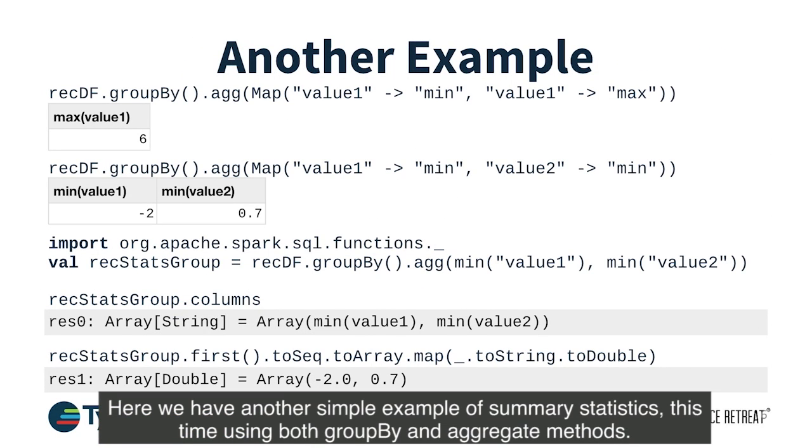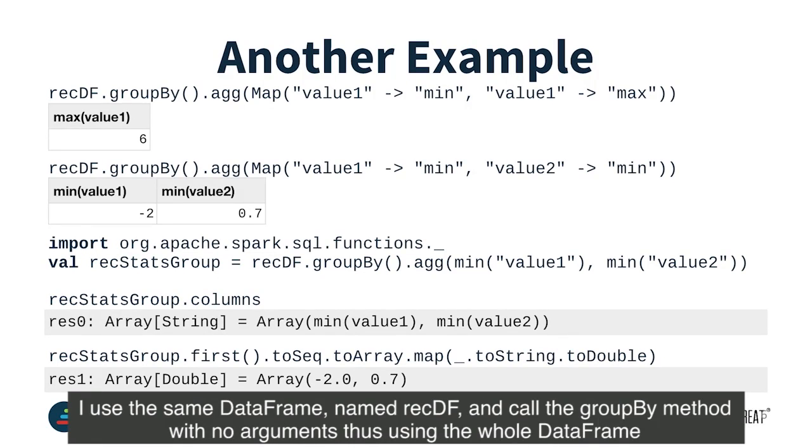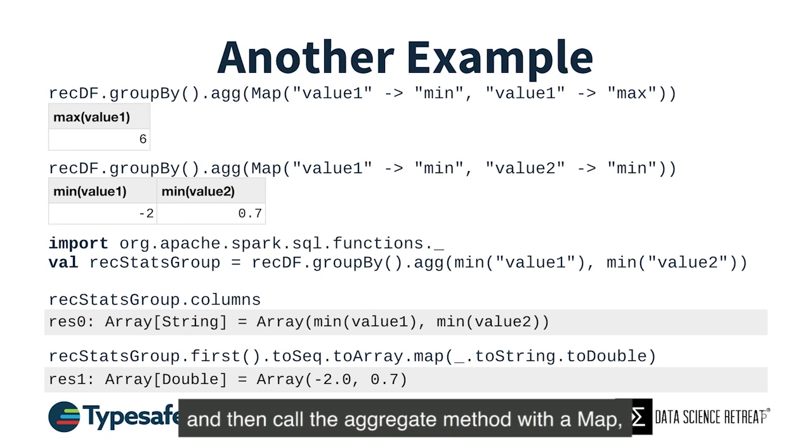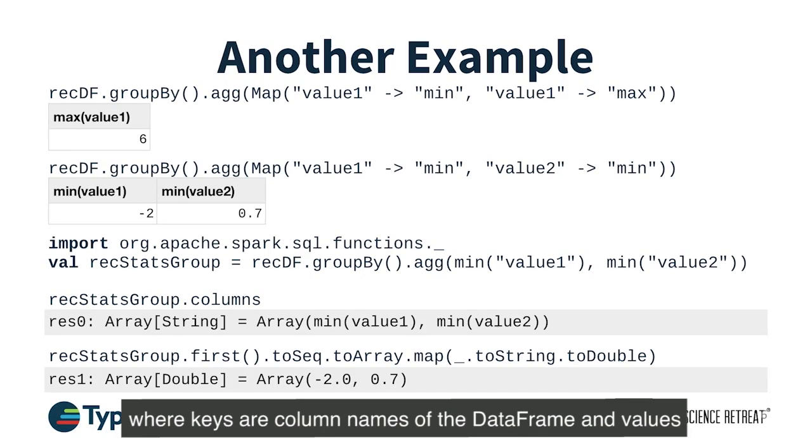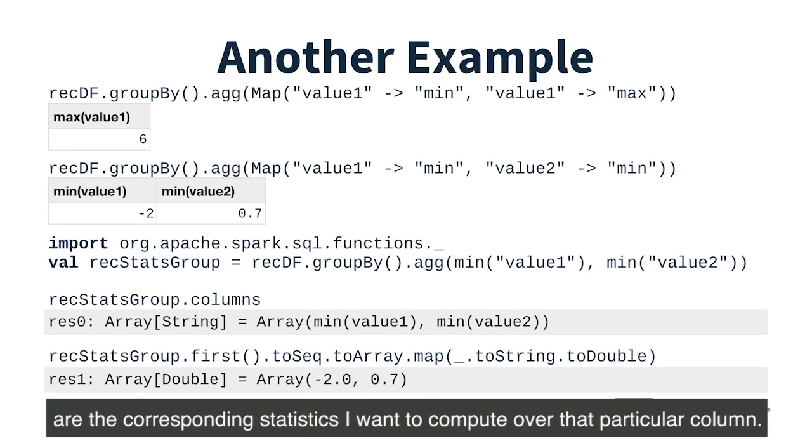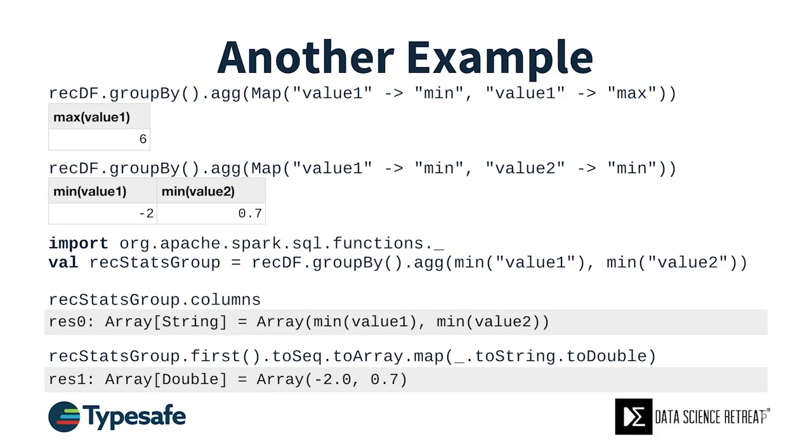Here we have another simple example of summary statistics, this time using both group by and aggregate methods. I use the same data frame named recdf and call the group by method with no arguments, thus using the whole data frame, and then call the aggregate method with a map, where keys are column names of the data frame and values are the corresponding statistics I want to compute over that particular column.